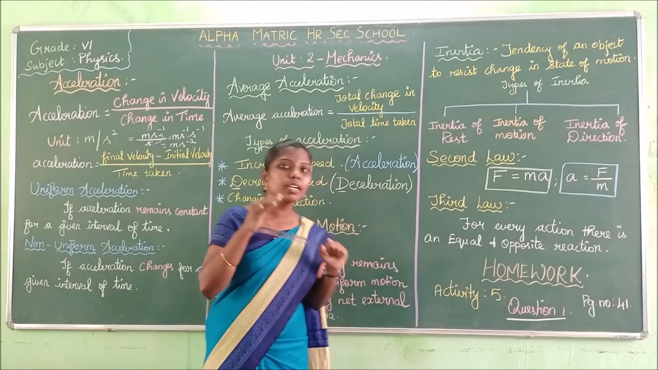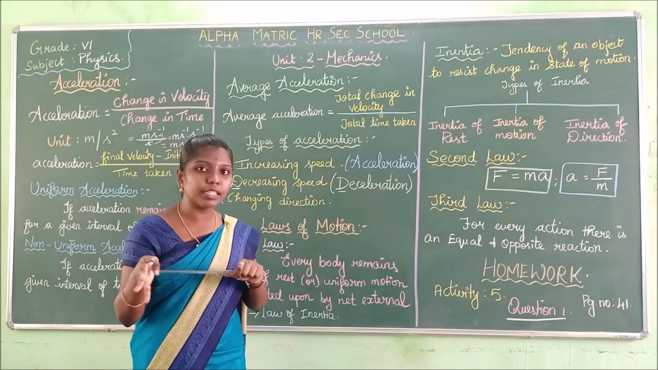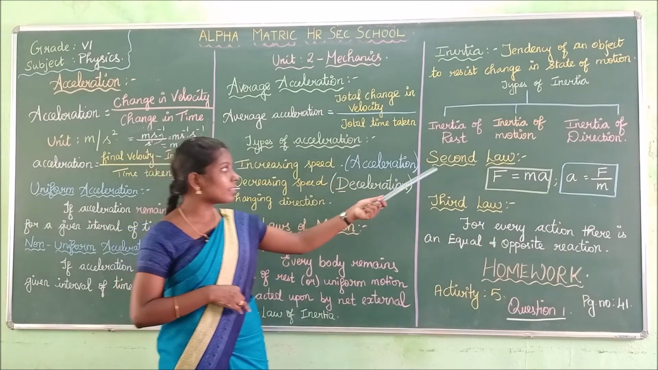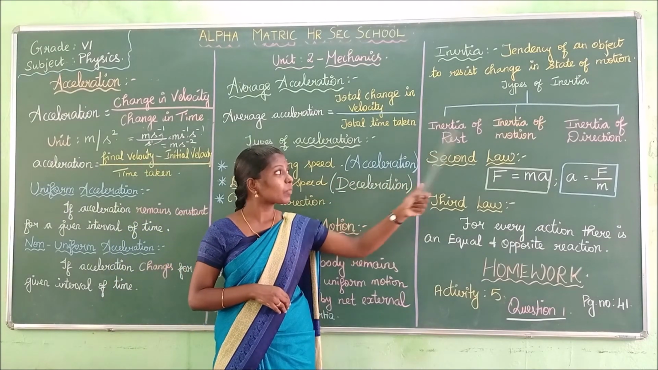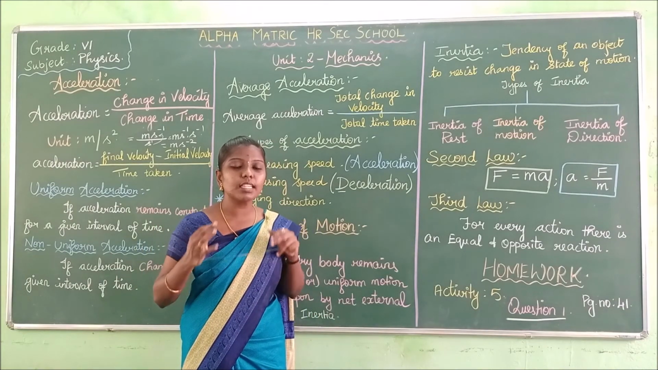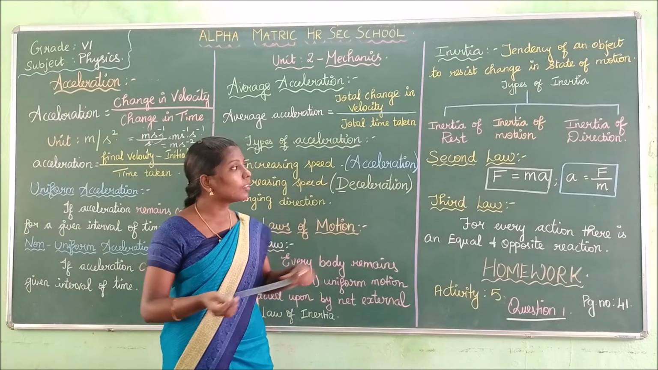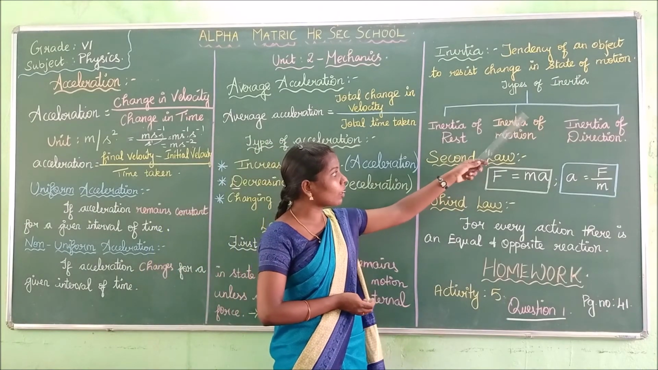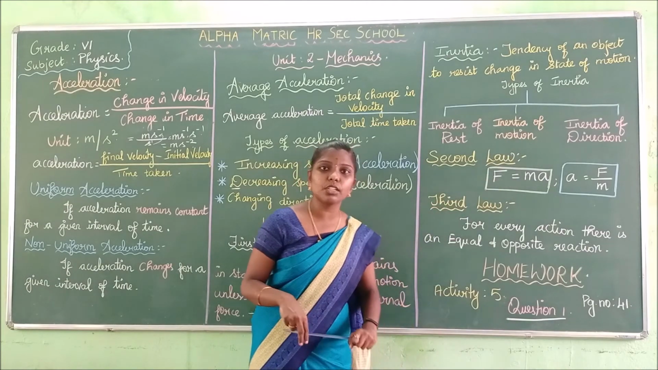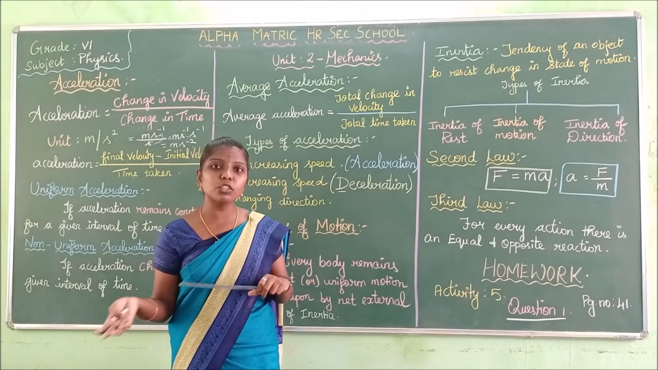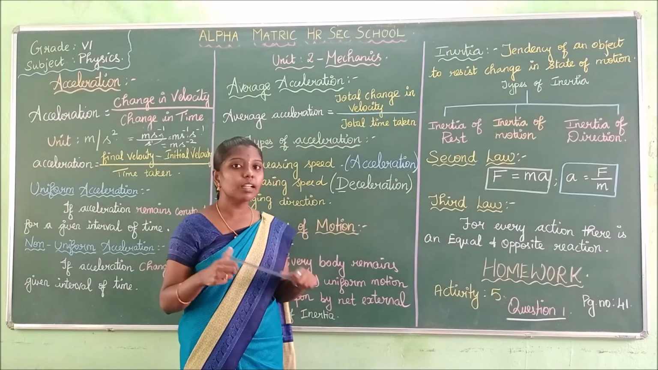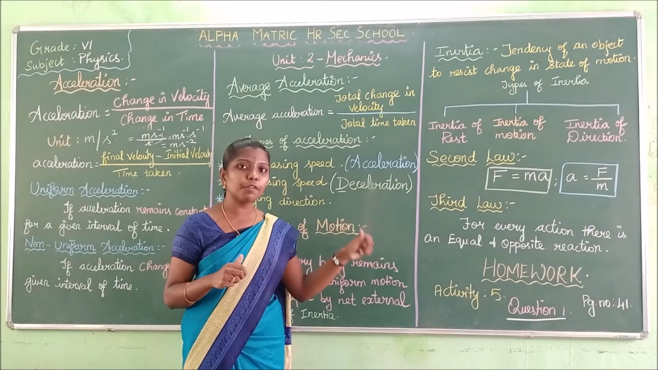If a body does not change its state of rest unless an external force acts on it, then it is called inertia of rest. If a body does not change its state of motion unless an external force acts on it, then it is said to be inertia of motion. In the same way, inertia of direction is if a body does not change its direction unless an external force acts on it.